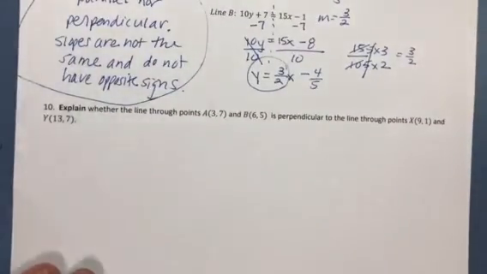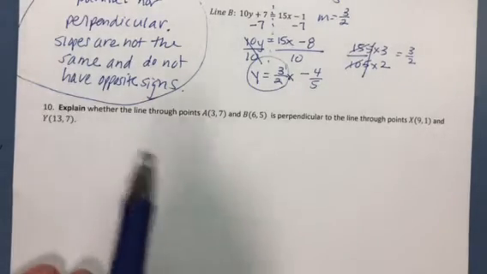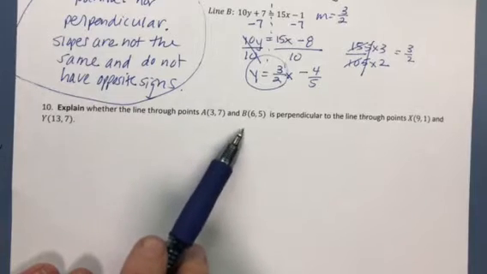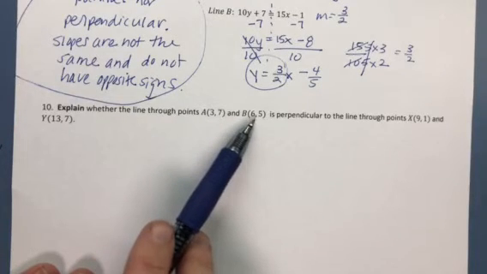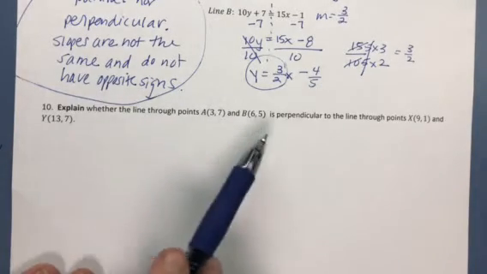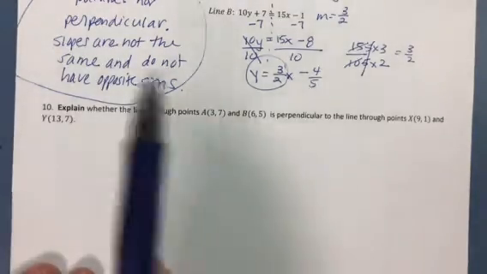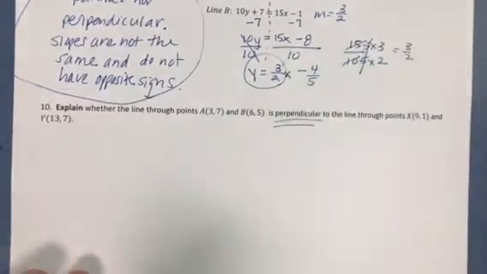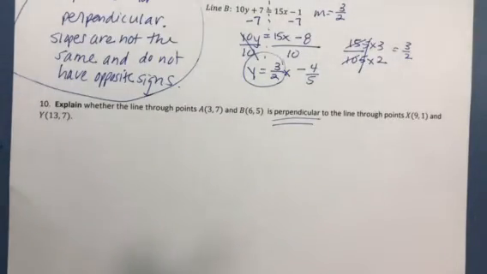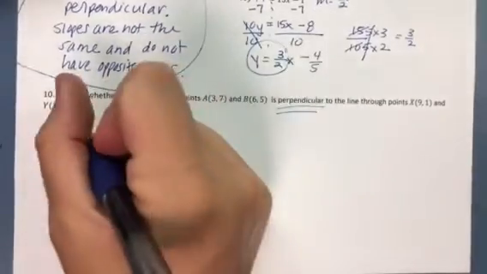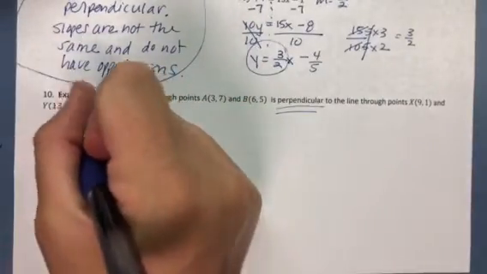All right, number 10. Explain. Ooh, explain. That means I gotta write a sentence. Explain whether the line through points A and B, we're given the ordered pairs, 3, 7, 6, 5, is perpendicular to the line through points X and Y. So this time, we don't even have to decide if it's parallel or not. We're deciding if it's perpendicular or not. So this one's a little tougher, but what we want to do is first find the slope of the line that goes through points A and B.